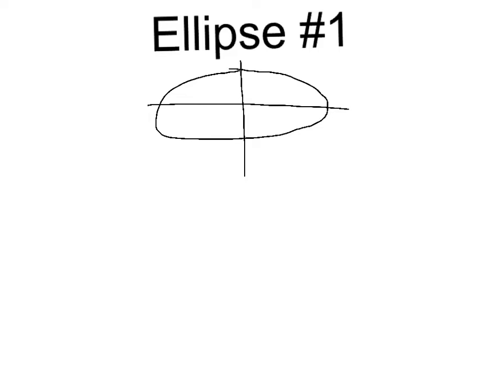Alright, today we're looking at graphing an ellipse. First you need to know what an ellipse is. So if we draw an ellipse, our ellipse can either be a horizontal ellipse or we can have a vertical ellipse, which looks like this.